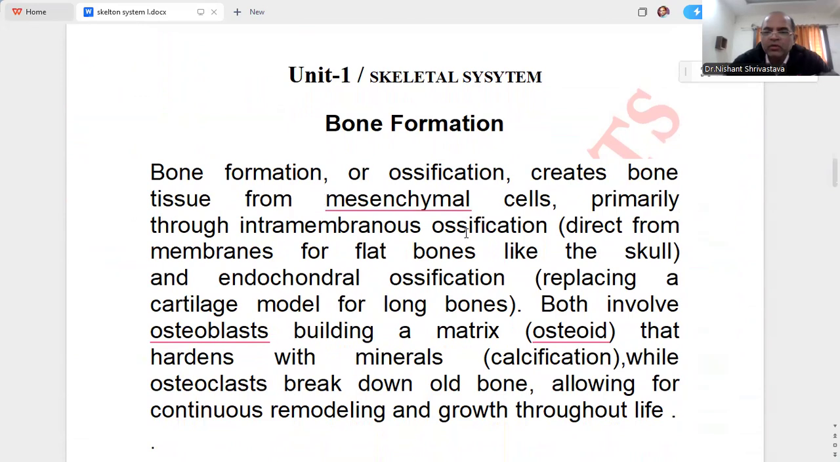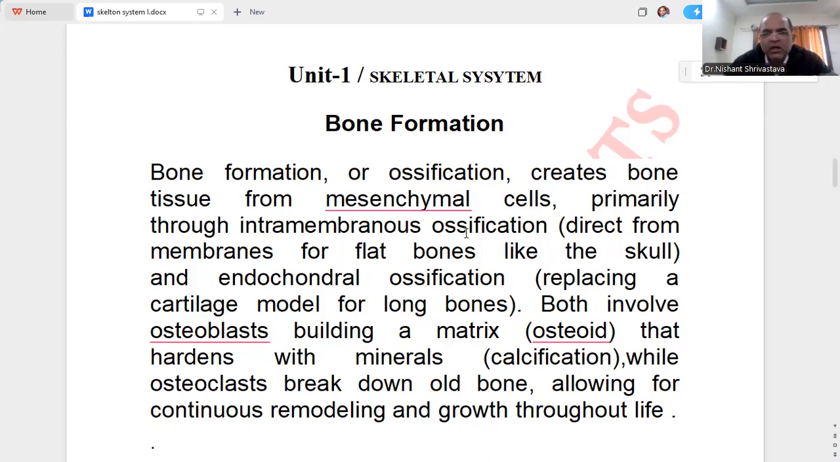So as you know about the bone, our body is made up of bone. It is a basic structure. So how does the bone form? The bone formation process is also known as the ossification process.